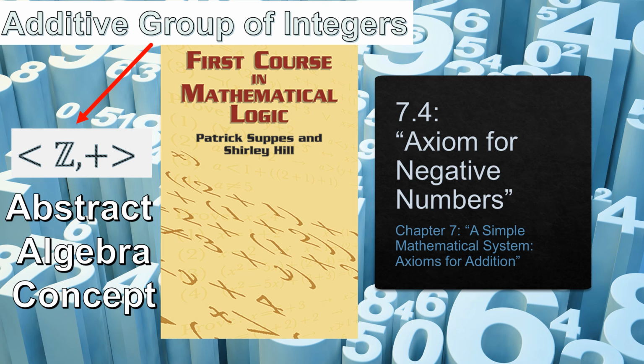Howdy, this is a video on section 7.4, Axiom for Negative Numbers. It's based on the Suppes Hill textbook. As we build a simple mathematical system, essentially we're building a group which has an infinite set of numbers, in particular the integers, and it has a binary operation, namely addition.